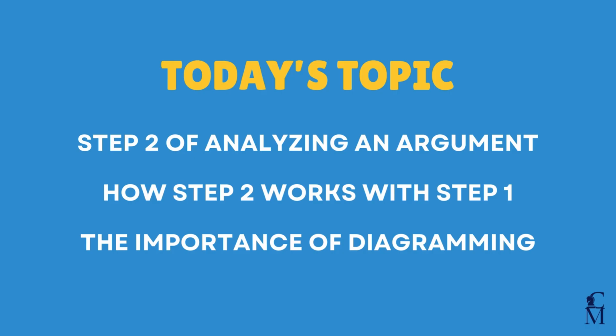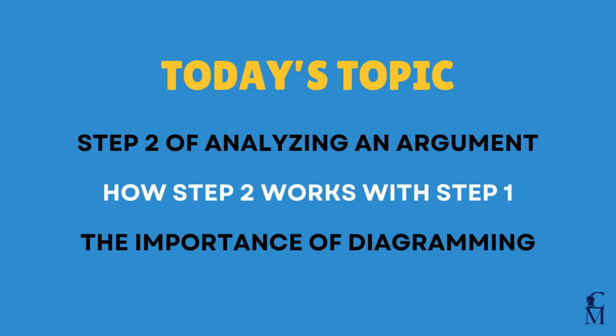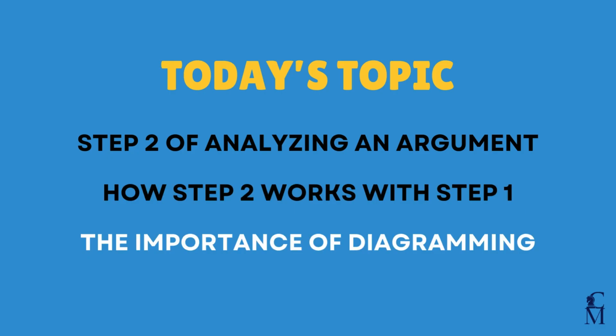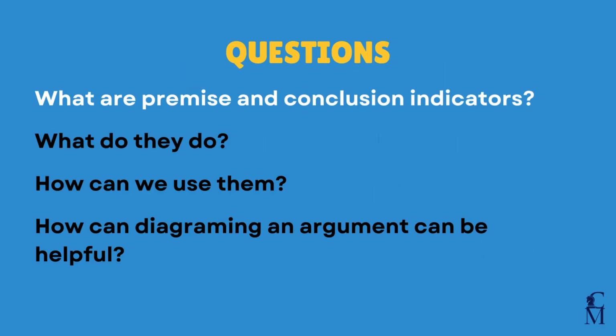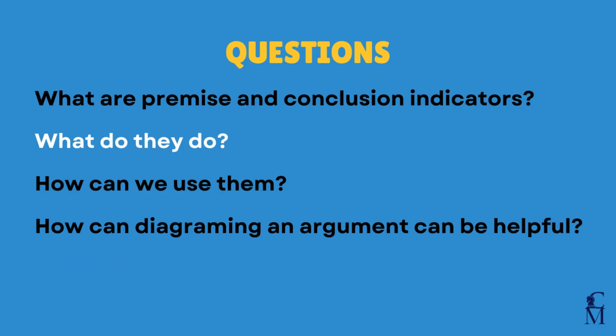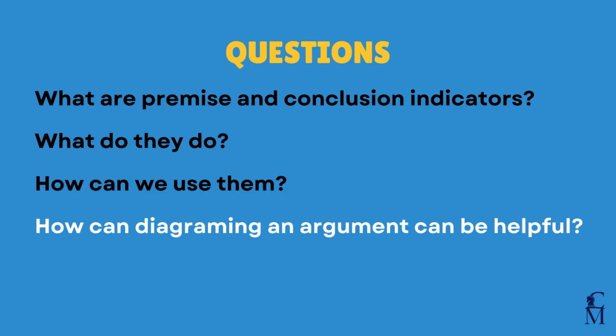In today's lesson, you will learn about the second step of analyzing an argument and how it works together with the first step of identifying all and only the statements that make up an argument. You will also learn about the importance of diagramming an argument, which is the third and final step of analyzing an argument. We will begin with the questions: What are premise and conclusion indicators? What do they do? And how can we use them? Then we'll move on to learning about how diagramming an argument can be helpful.